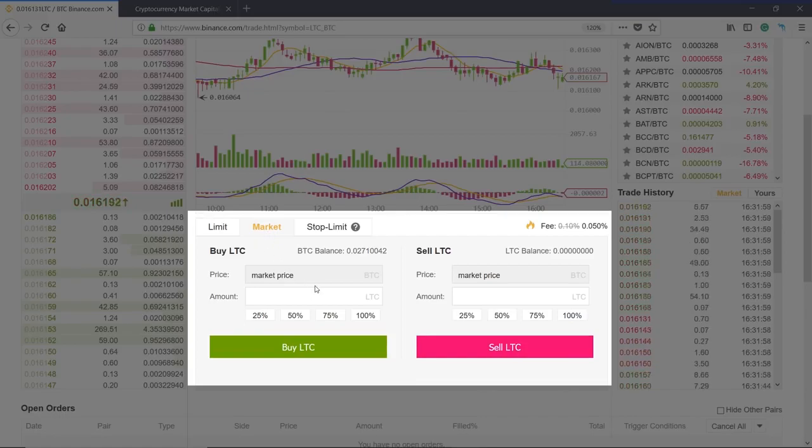The market order, of course, you'll buy at whatever the market price is. So you have no choice. Whatever the last price is, it's going to buy it at the current price. So why would you want to do that? You just want to buy something really quick and you don't want to take a risk.